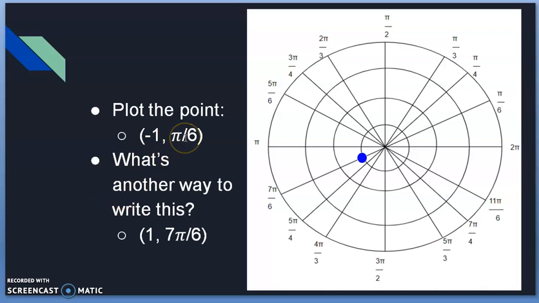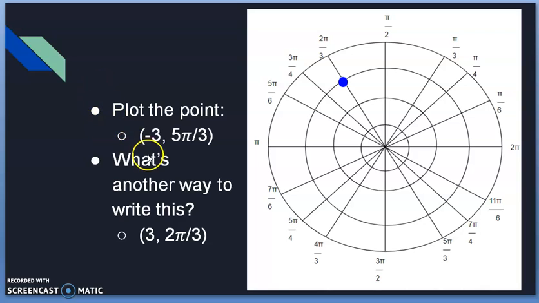Now, let's plot the point (-1, π/6). Well, we can go over here to π/6 and go out 1. However, we know this is negative 1, so we actually have to go across the other way 1 spot. This puts us here. So this means another way to write it is actually (1, 7π/6), because we've gone out 1 and moved by the angle 7π/6.